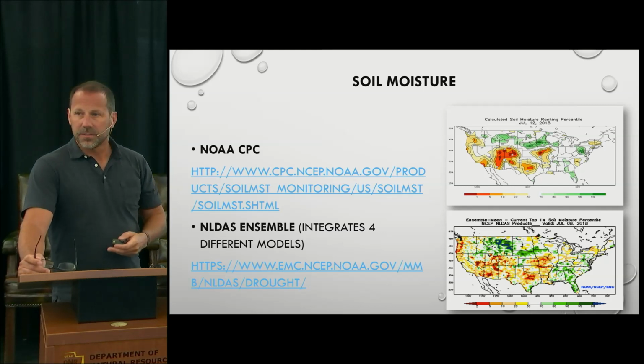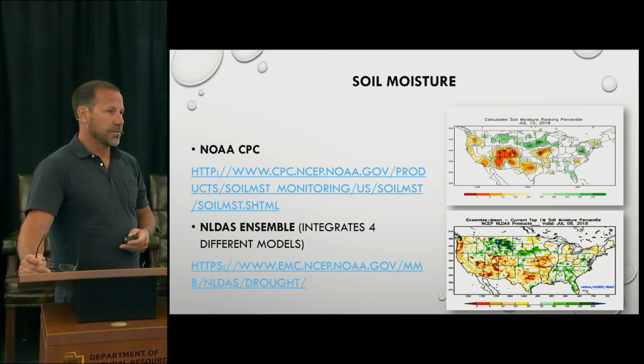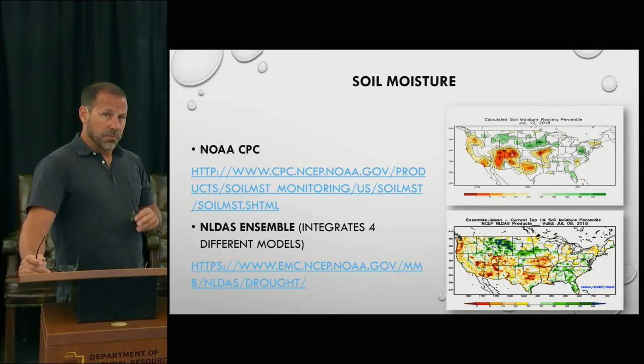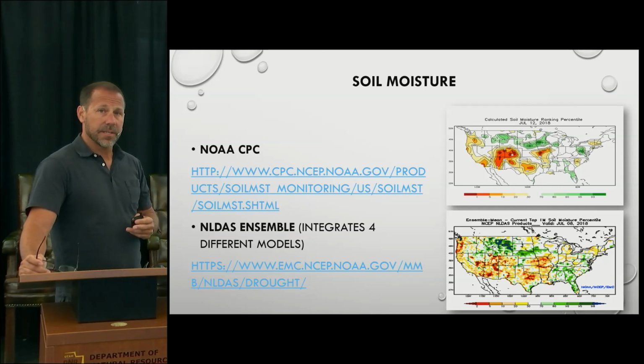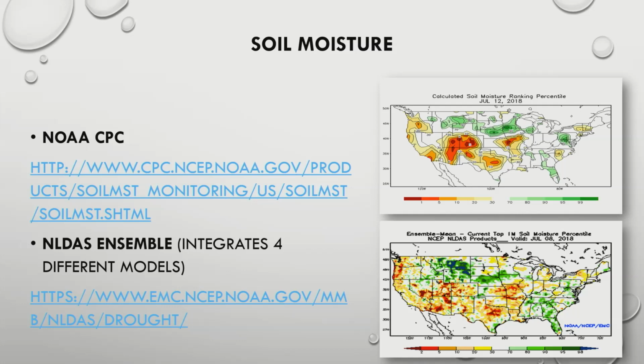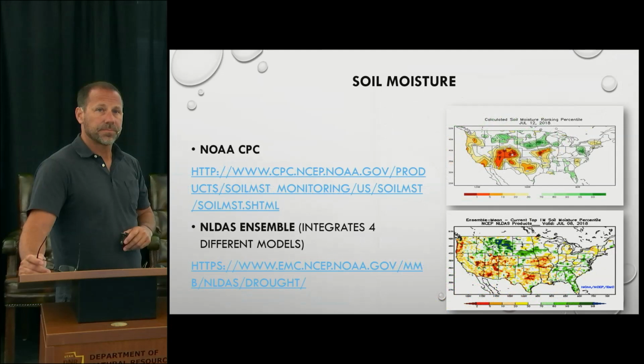Soil moisture is a really difficult parameter to figure out what's going on. A lot of the different models out there tell us different things, and so for our monitoring purposes, we use the CPC data, which is on the top, and also NLDAS, and this is an ensemble, so that integrates 4 different models, and takes an average of those 4 models, and that data is available to be put into GeoTIFFs, so you can pull those into GIS as well.